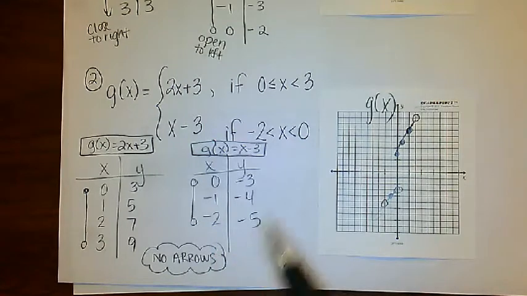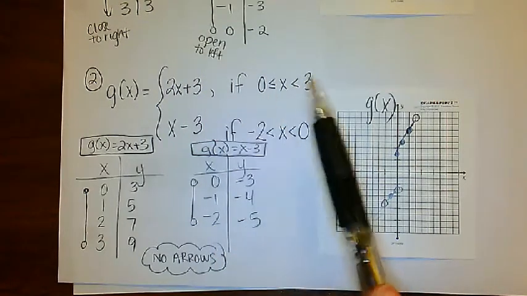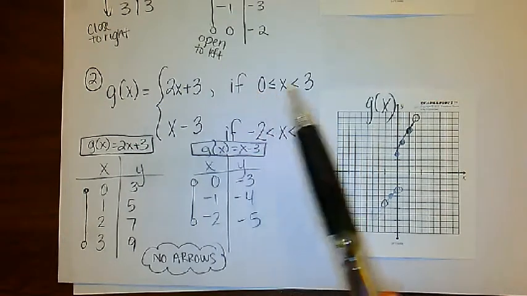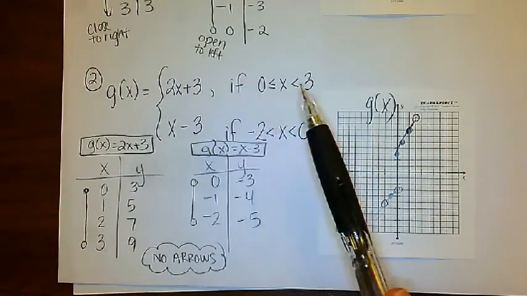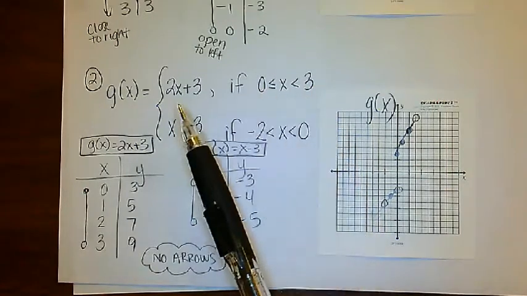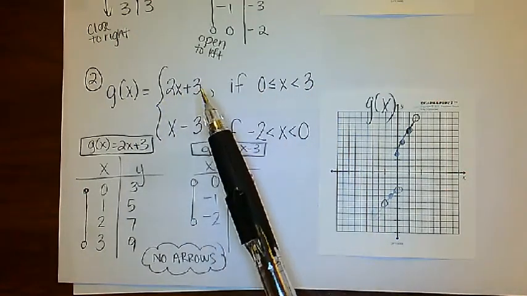Now let me explain that. If you notice, the parameters they gave you are very, very specific. They only go from 0 to 3. 0 is included and 3 is not included, so that would be an open dot. And that's for the function 2x plus 3.